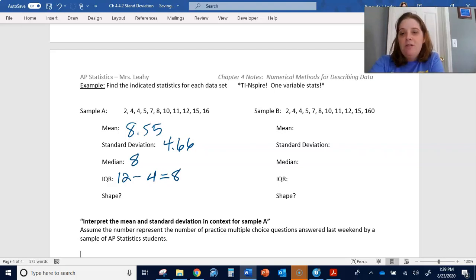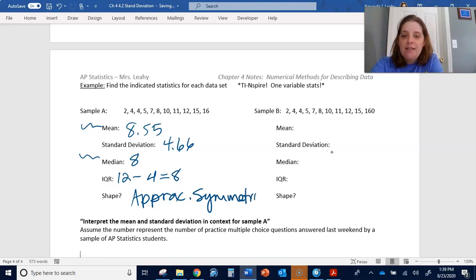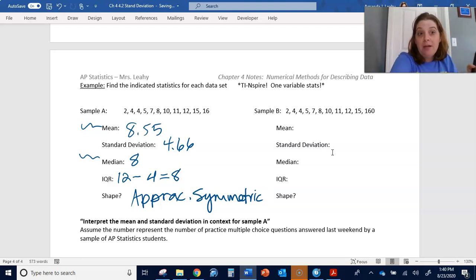And it says, what do you think the shape is? So the mean is 8.55. The median is 8. That's really close. Okay, those are pretty close. So I'm going to say I think that this is approximately symmetric. And this is just a guess because I don't have this data. If it's not approximately symmetric, then I could say the mean is slightly larger, which means the mean could be on the right. It might be slightly skewed to the right.